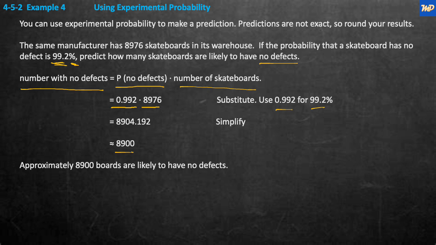Since it's not an exact science, this probability, because you used 1,000 boards to come up with that number, you don't even know if 8,904 is the exact number. So that's why they say to round it. You're going to just pick a nice even number. The greater the number that you test, the more accurate your percentage is going to be. That's kind of what I'm getting at. So the approximately 8,900 boards will likely have no defects.